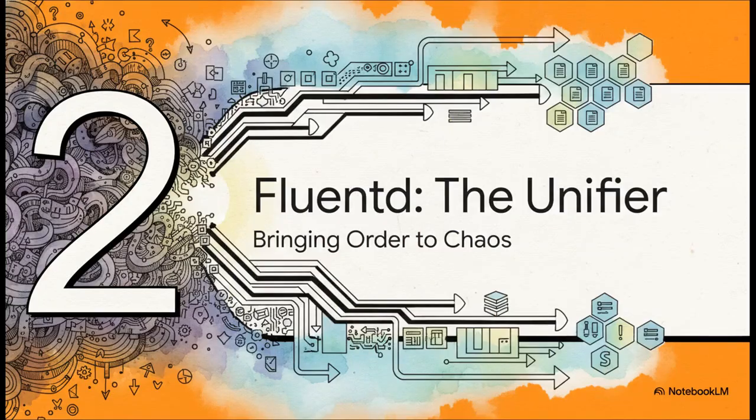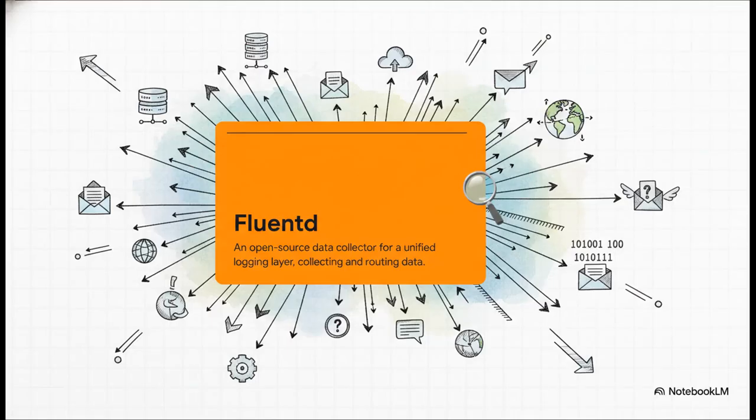So now let's talk about the tool that was designed specifically to fix this, to wade into that information overload and bring some serious order to all that chaos. In simple terms, you can think of FluentD as a kind of universal translator or maybe a super efficient postal service for data. Its entire job, its whole reason for existing, is to create a single unified logging layer. It grabs messages from everywhere and then routes them exactly where they need to go.